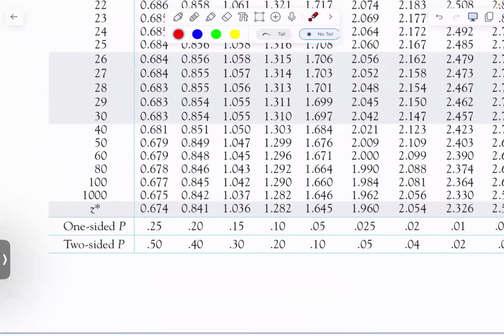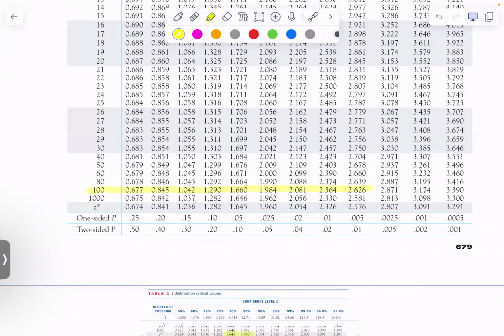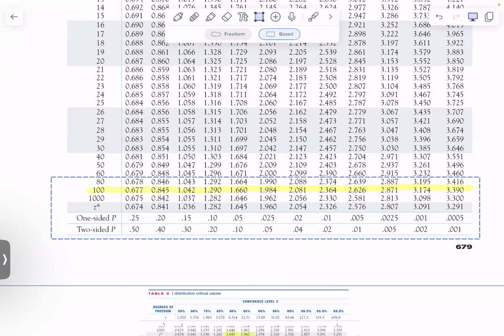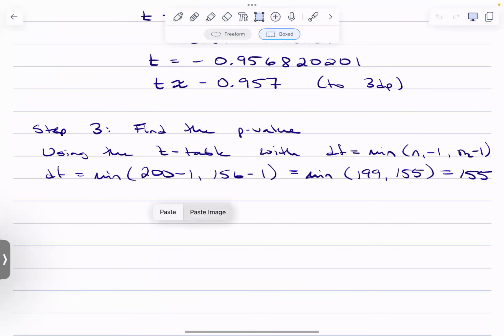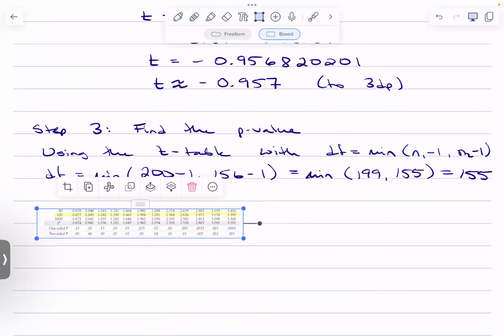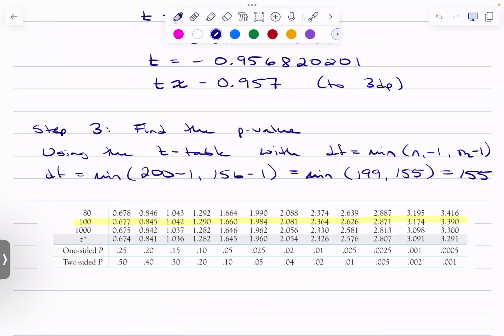So I have 155 degrees of freedom. I'm choosing between 100 and 1,000, but I have to use 100, right? Because I can't round up. So while I'm here, may as well copy. So I say, but using degrees of freedom equal to 100.